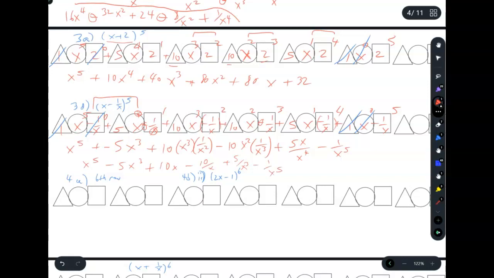If you want to check things, look, there's an alternating pattern of positive, negative. So positive, negative, positive, negative, positive, negative. That's a good sign. Look at the powers. The powers create a pattern too: 5, 3, 1, negative 1, negative 3, negative 5. Do you see how it's descending by 2s? That looks like a good sign too.